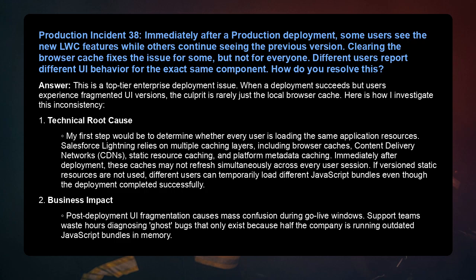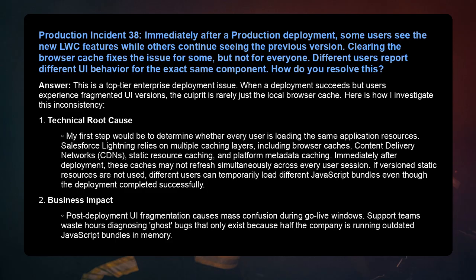Production Incident 38. Immediately after a production deployment, some users see the new LWC features, while others continue seeing the previous version. Clearing the browser cache fixes the issue for some, but not for everyone. Different users report different UI behavior for the exact same component. How do you resolve this? Answer: this is a top-tier enterprise deployment issue. When a deployment succeeds but users experience fragmented UI versions, the culprit is rarely just the local browser cache. Here is how I investigate this inconsistency.